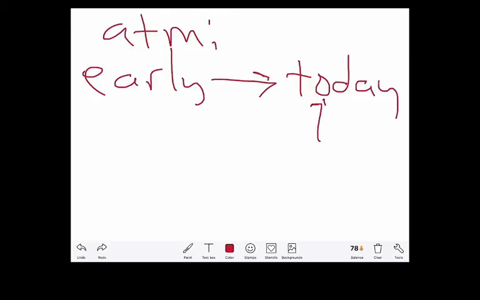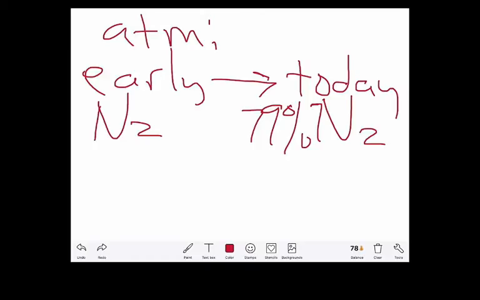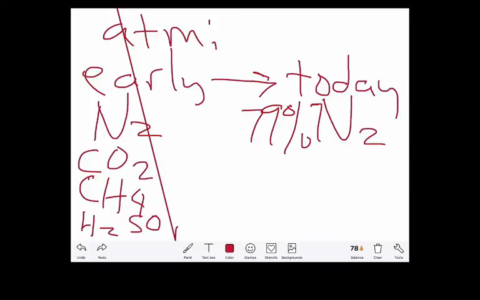Today, the Earth's atmosphere is about 79% nitrogen. And Earth's early atmosphere had plenty of nitrogen, had lots of carbon dioxide, methane. However, no methane in Earth's atmosphere now. Hydrogen sulfide, no hydrogen sulfide in Earth's atmosphere now. And we see oxygen. And the atmosphere today is about 16% oxygen.